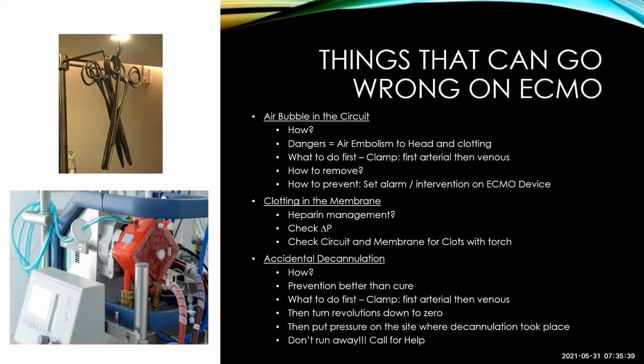You're going to reduce the RPMs to 0, because as long as the RPMs is around about 3,000 or 6,000 or whatever the case might be, it all depends on the machine that you're using, you are still pulling blood out of the patient. And remember, you only have 2 minutes to save the day. So clamp, reduce your RPMs, put pressure on the site, call for help, and please don't run away, because you'll come back and all the patient's cardiac output will be on the floor and on the walls and everywhere else.